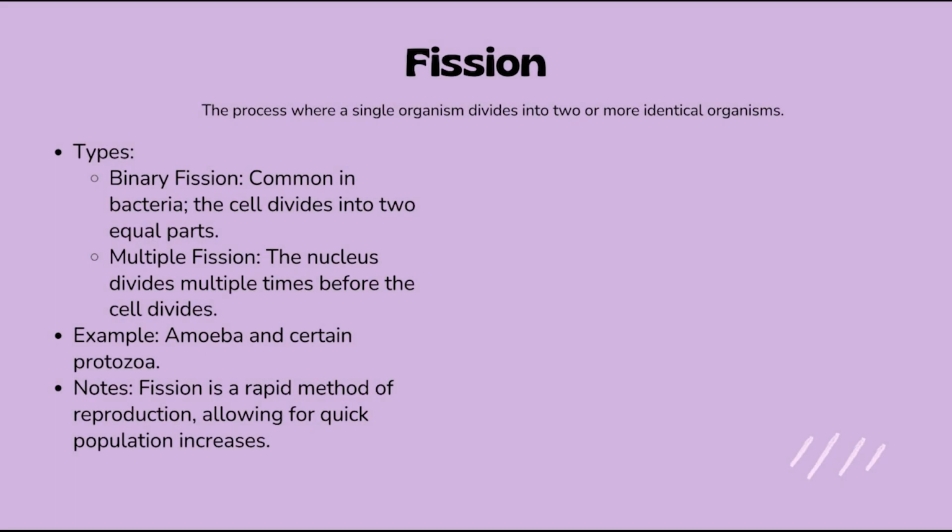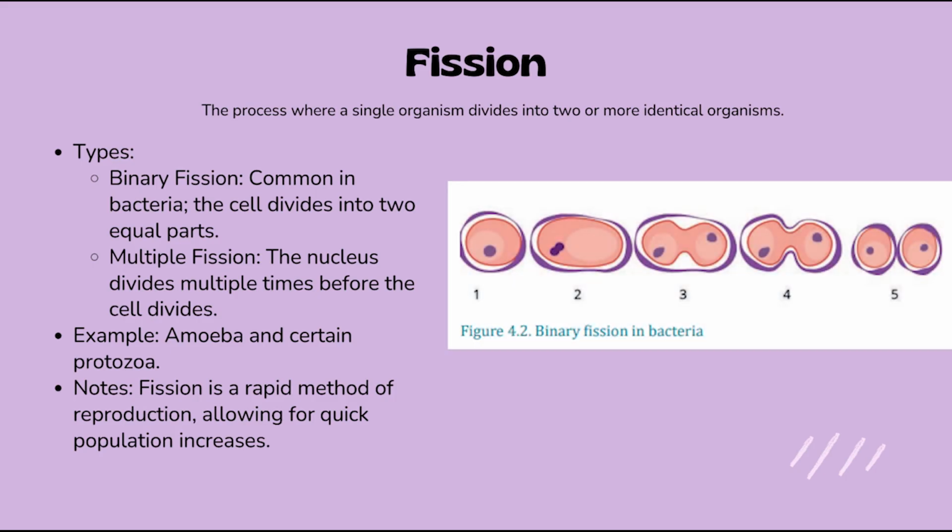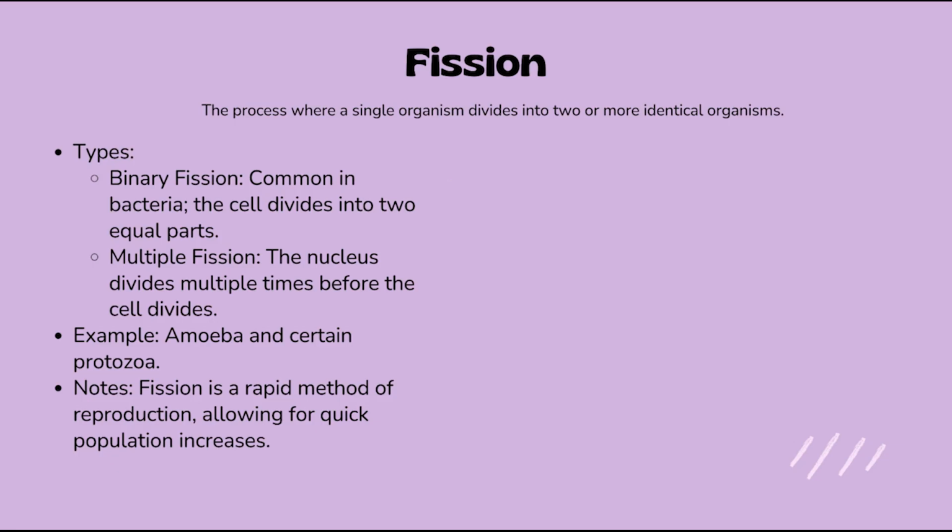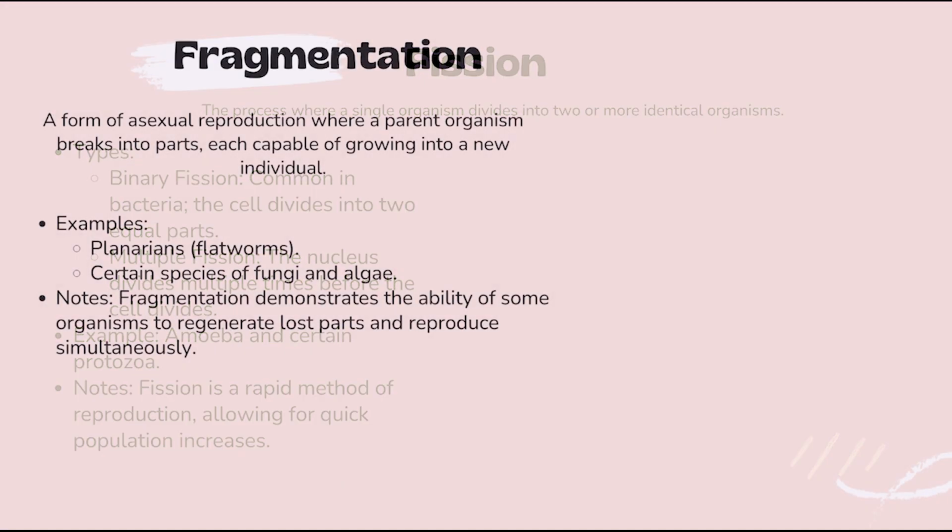Fission. Fission is common in microorganisms. Here we have binary fission and multiple fission. In binary fission, one cell splits into two identical daughter cells, and this is how bacteria like Escherichia coli reproduce. Whereas in multiple fission, the nucleus divides many times before the cell splits. This occurs in organisms like amoeba. And fission allows rapid multiplication, which is useful for survival.